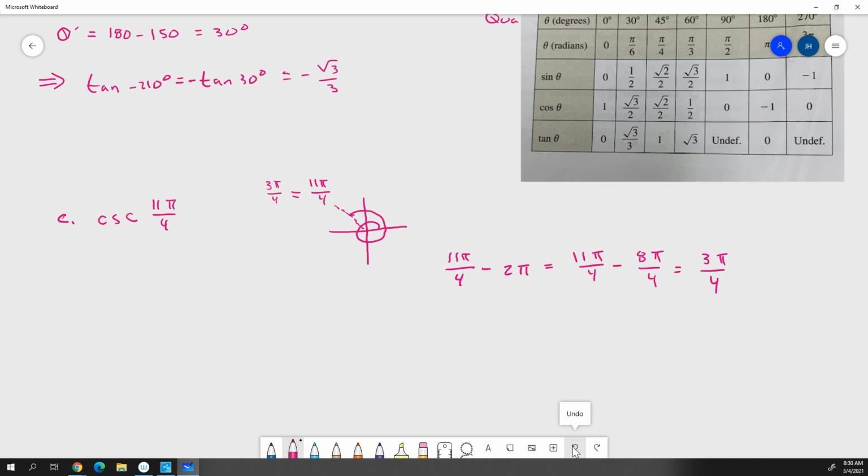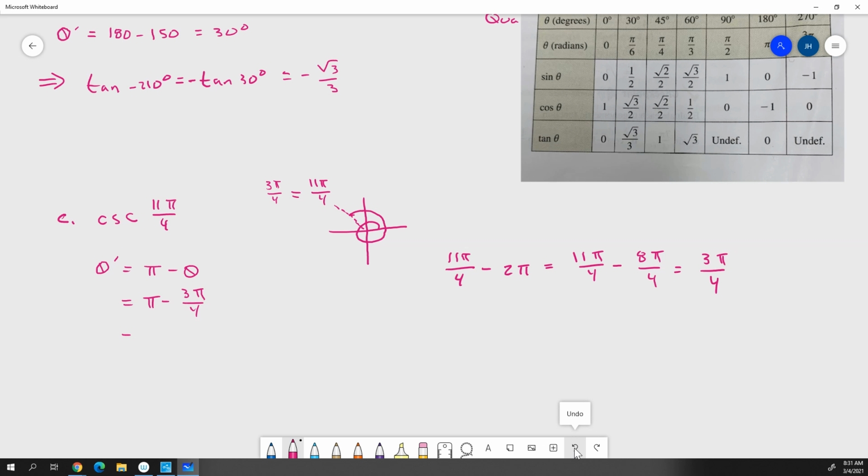So now that we know that we're dealing with 3 pi over 4, when we find our reference angle, we can use the 3 pi over 4 instead of the 11 pi over 4. We know that it is in this second quadrant. So you go back to your little chart from the other day. What do I use when it's in that second quadrant? And we use pi minus theta. So in this case, we would be using pi minus 3 pi over 4.